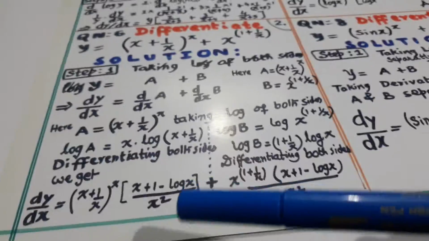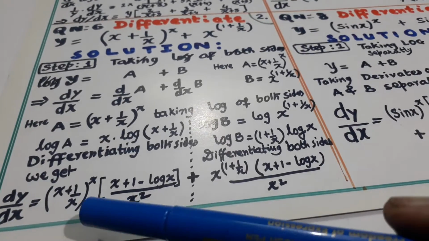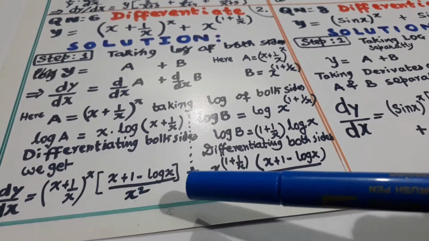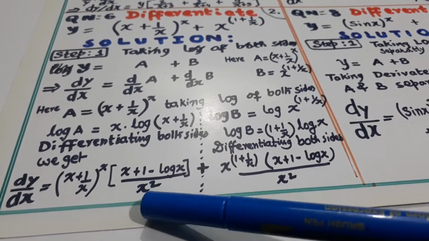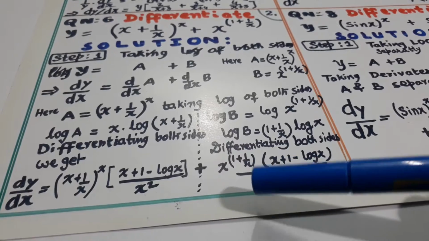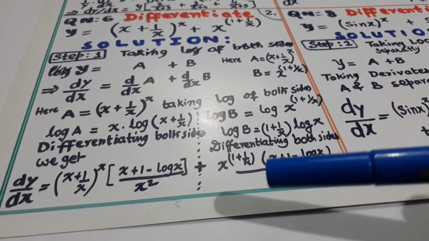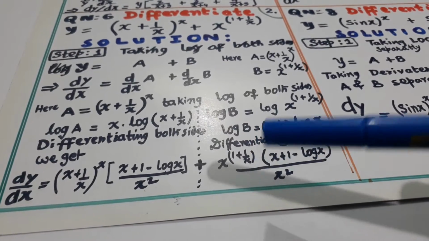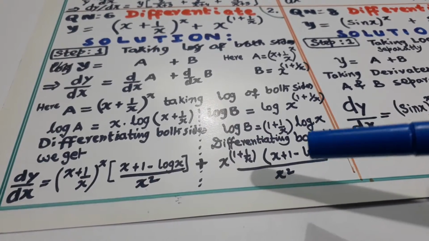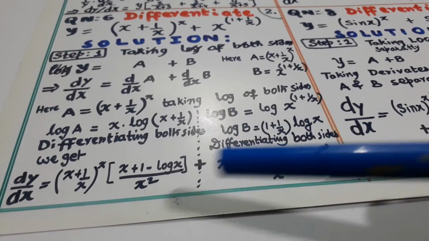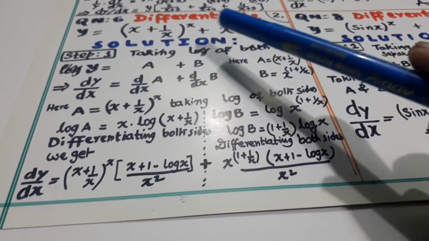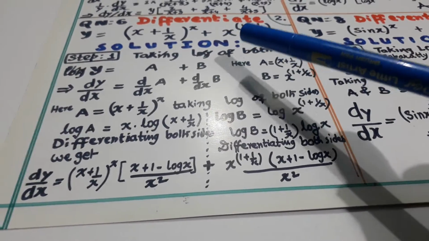Now same process will take place and the answer will come (x plus 1 over x) raised to power x within the bracket x plus 1 minus log x over x square. This is for the part A plus this will be for the part B. This is x raised to power (1 plus 1 over x) within the bracket x plus 1 minus log x over x square. So these are basically 2 questions. So we have to treat them separately.